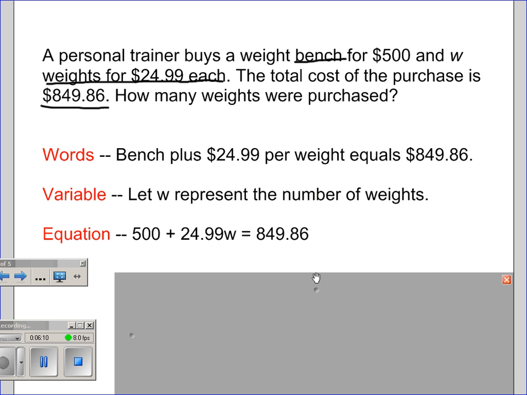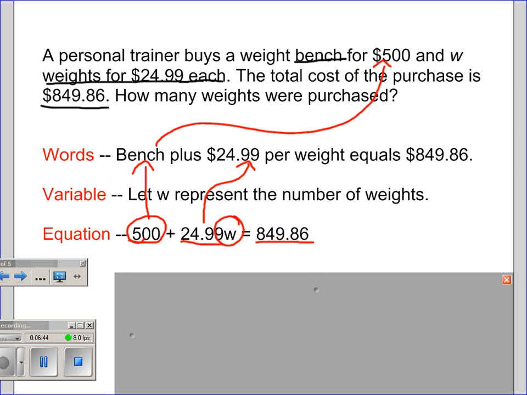Okay, our equation is $500 plus $24.99 W equals $849.86. Let's take a look at that equation. The 500 represents the bench, because in the story problem the bench was purchased for $500. We have the $24.99. That was the cost per weight. We have our variable W because we do not know how many weights were purchased, but they were $24.99 each. And outside the equation, we have our total that was purchased, $849.86.